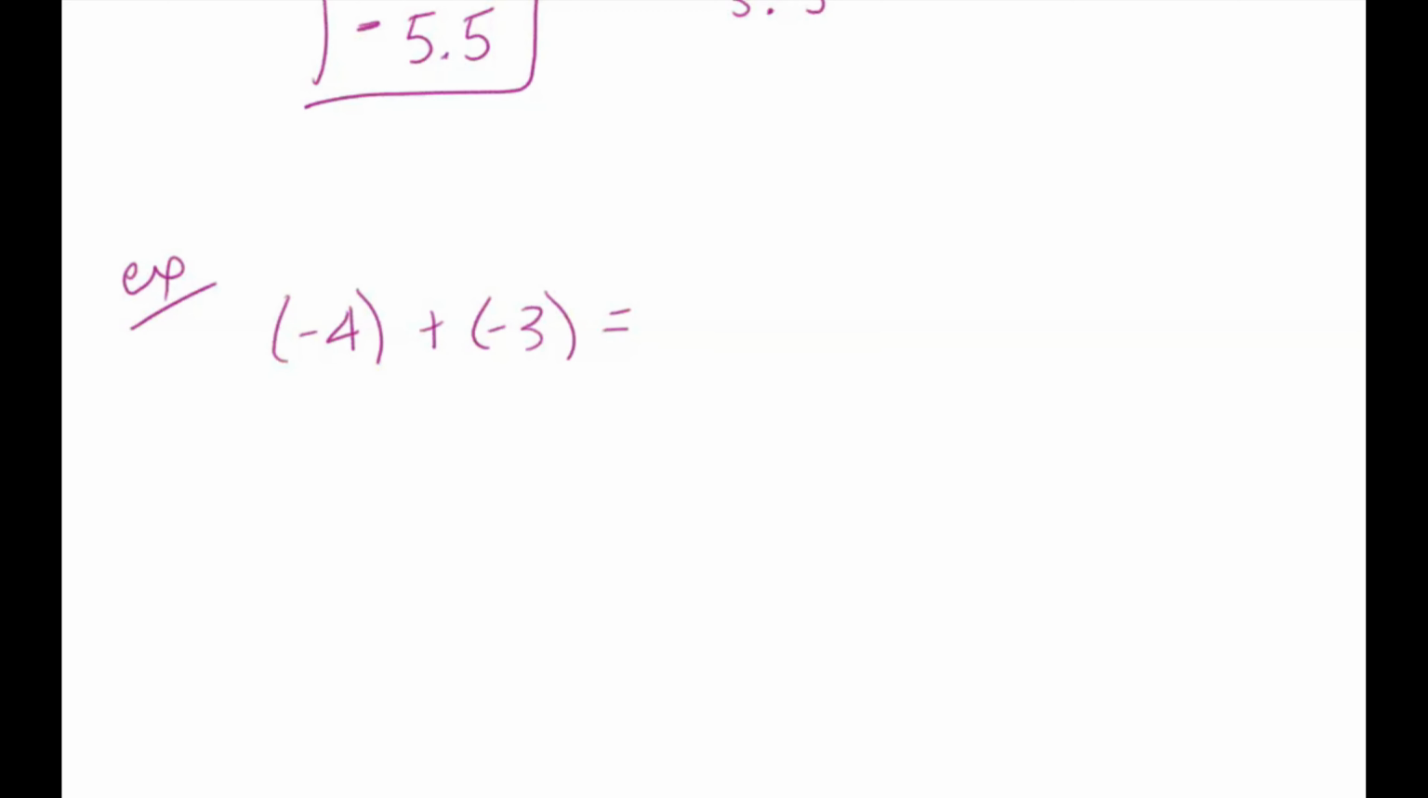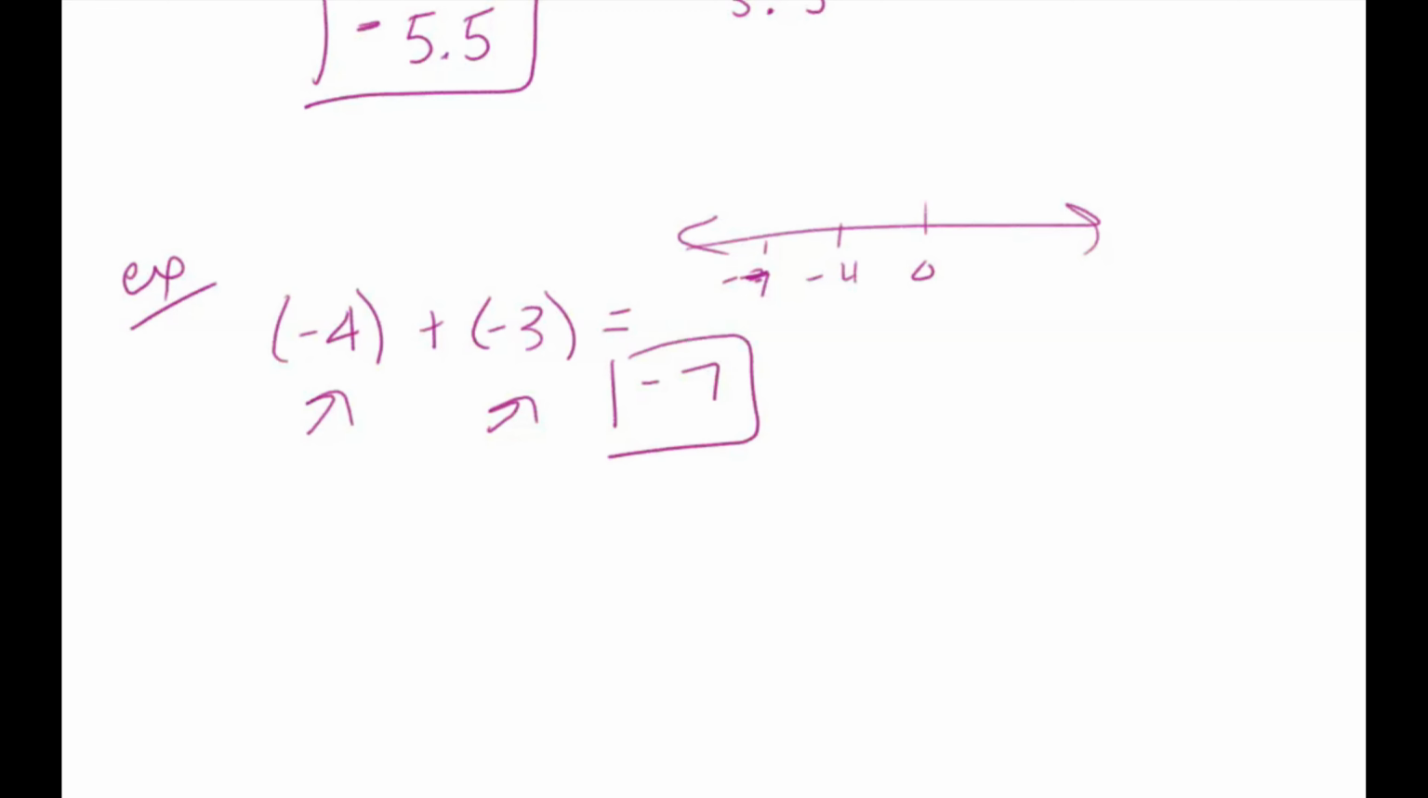All right, this is a case of rule number 1. Rule number 1 says add and keep the sign. So we could have done this on the number line, right? We could have been at -4 and we take away 3 and we would have been at -7. Or using our rule, we would add them, 4 plus 3, and keep the sign, which is -7.